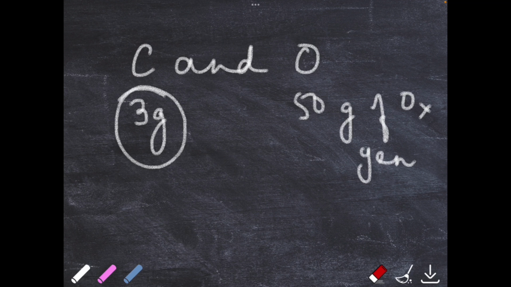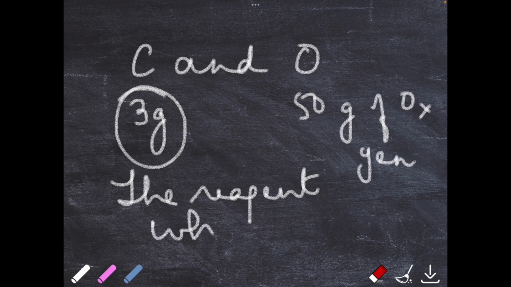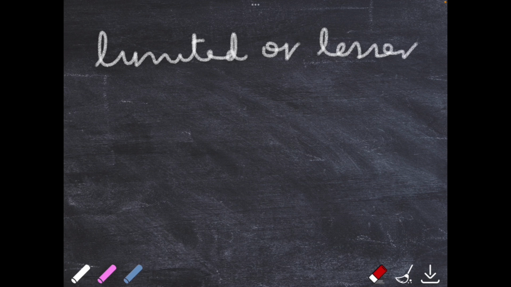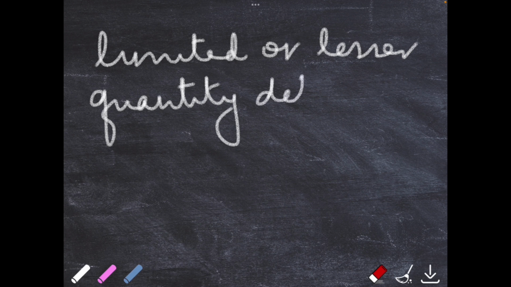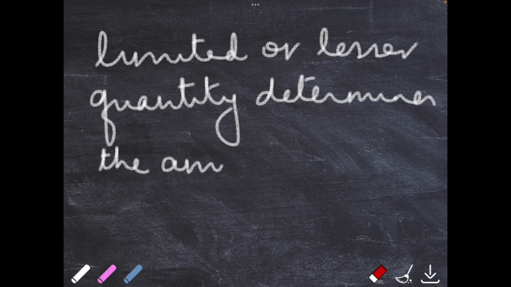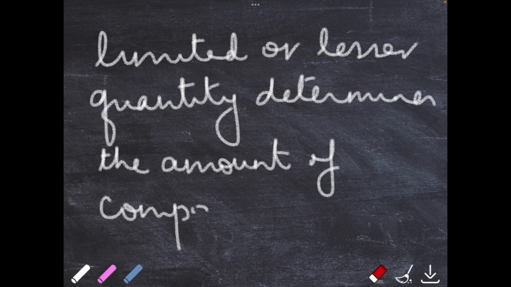So the element or the reagent which is in limited or lesser quantity determines the amount of compound being formed. Amount of compound which is being formed.